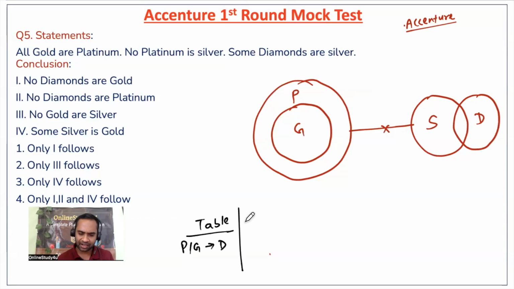Now yesterday one girl commented on one of the videos of syllogism, and that case I have covered here. So friends, here they are telling platinum does not have any relation with silver. Now gold is inside. If platinum outer side does not have any relation with silver, then definitely gold also will not have any relation with silver. So we can say no gold is silver. Okay, no gold is silver.